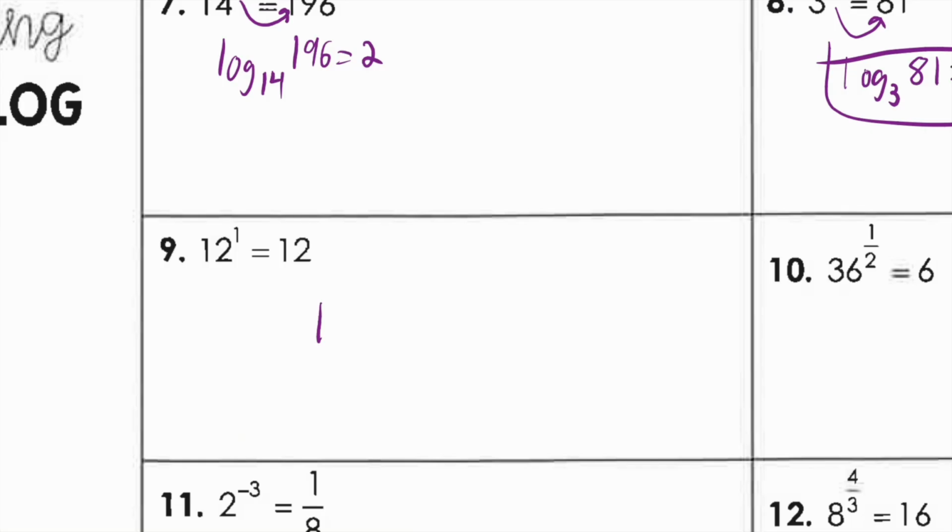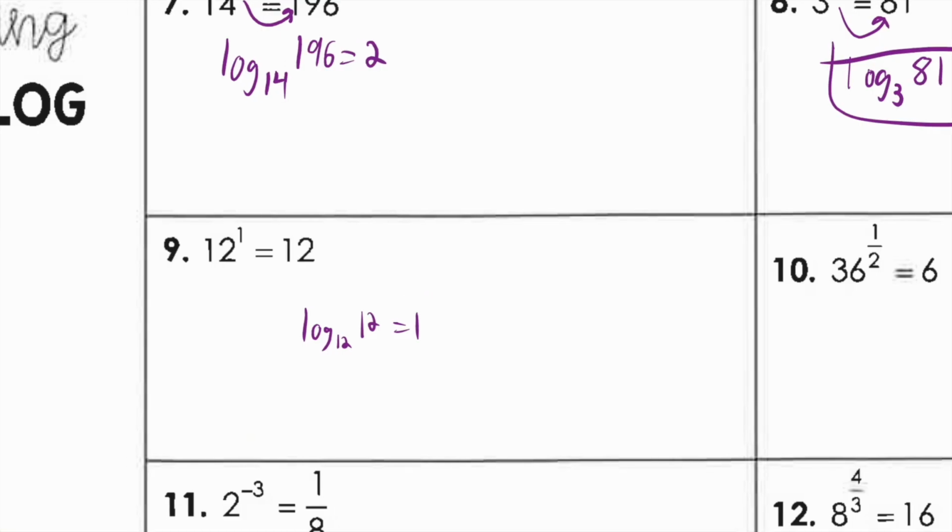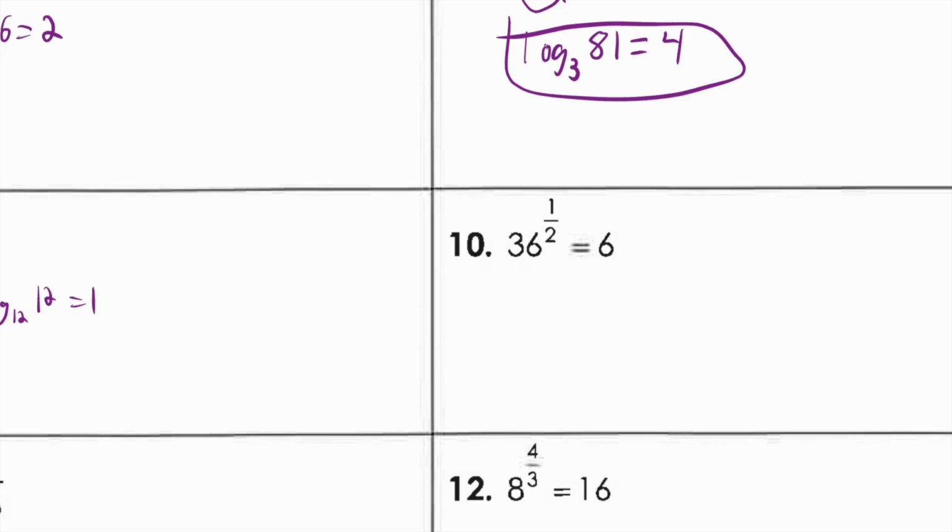On number 9, log base 12 of 12 equals 1. Remembering that 1 is our exponent here, and 12 is what's being raised to the power. Number 10, log base 36 of 6 equals 1/2. So once again, equal to your exponent, 1/2, which would be the square root, by the way.